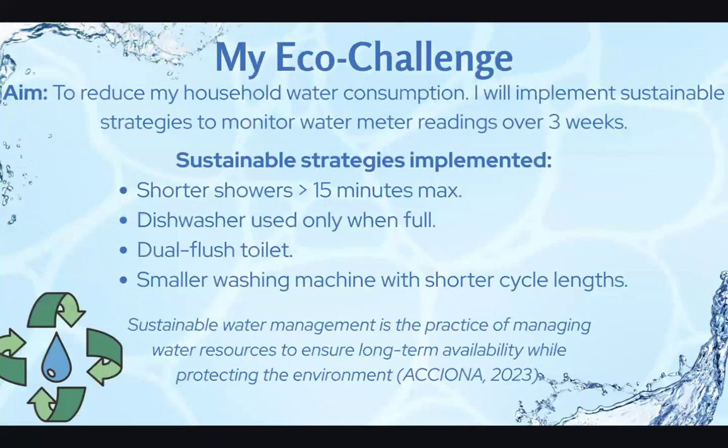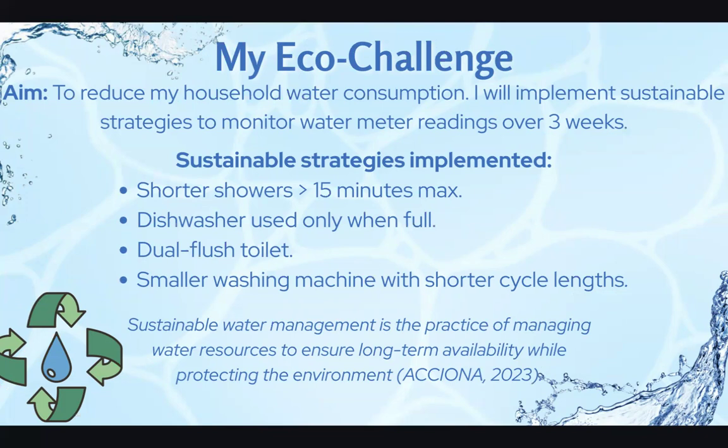My eco challenge was about tracking and cutting down on my household's water use over 3 weeks. I took water meter readings to see how our daily habits affected how much water was used. To reduce water consumption, I implemented strategies such as shorter showers and only using the dishwasher when it was completely full to improve water efficiency. This eco challenge helped me to see how changing my own habits can help the environment. Small actions at home can lower our impact and save money, showing that everyone can help make water use in Australia more sustainable.